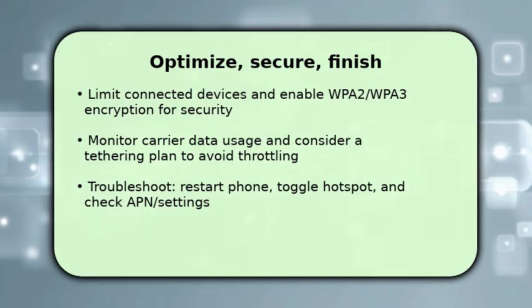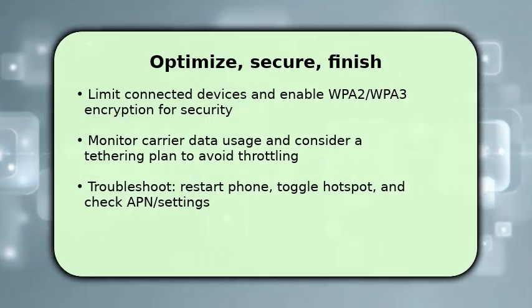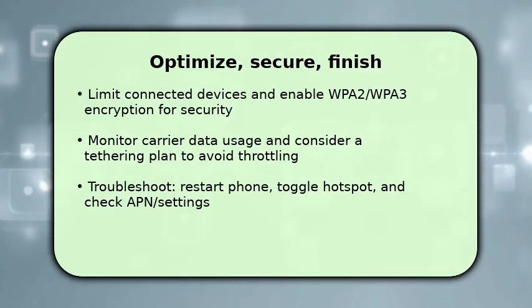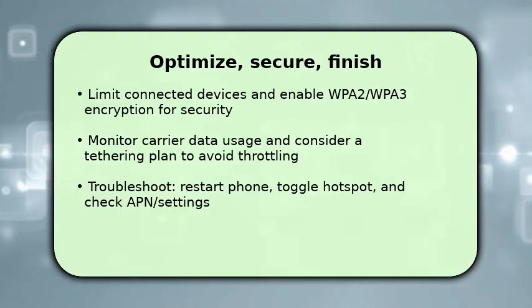If something goes wrong, restart the phone, toggle the hotspot off and on, and rejoin the network. This simple reset solves most connectivity and IP assignment problems.